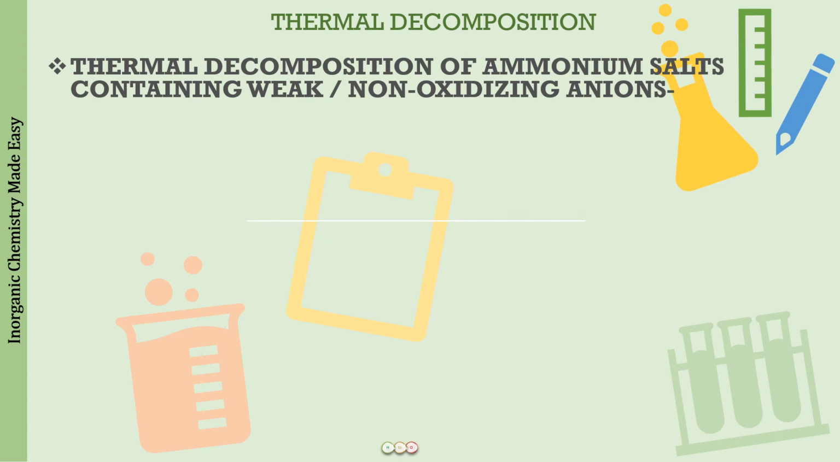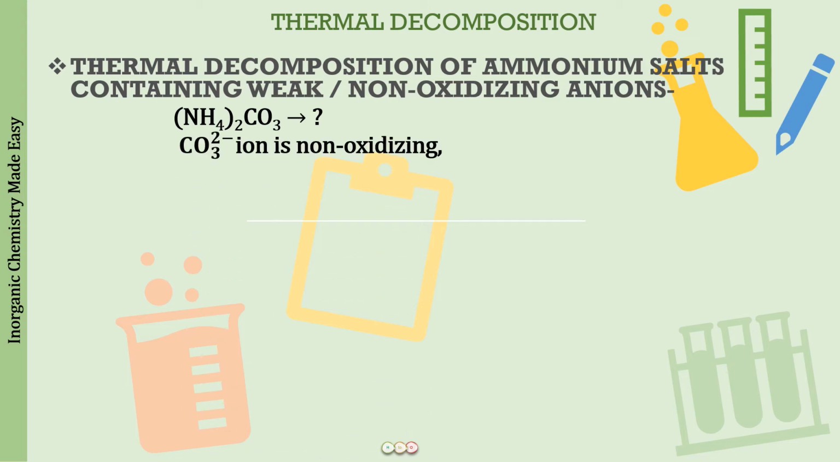So next, let us learn the thermal decomposition of ammonium salts containing weak or non-oxidizing anions. All the anions apart from the 6 we have learned as the oxidizing anions. For example, we have to heat ammonium carbonate. What is the product that will be formed? So again, we identify what type of anion the carbonate ion is. So carbonate ion is non-oxidizing in nature. So definitely what is going to be the product that will be formed? It will be ammonia gas that is going to be released. So oxidizing, it is nitrogen, and non-oxidizing, it is going to be ammonia.